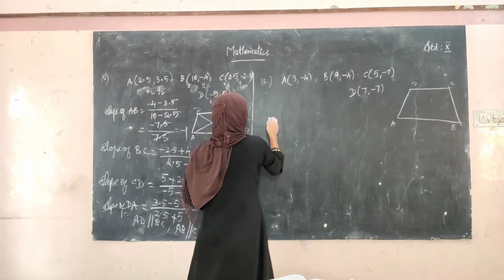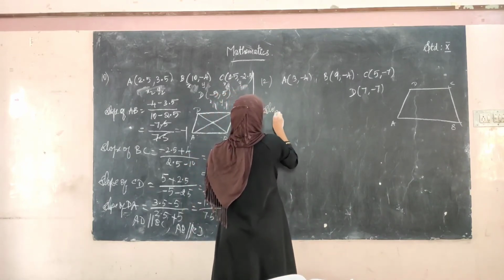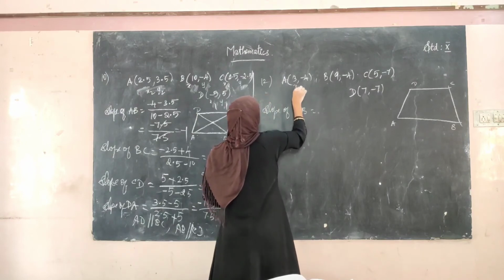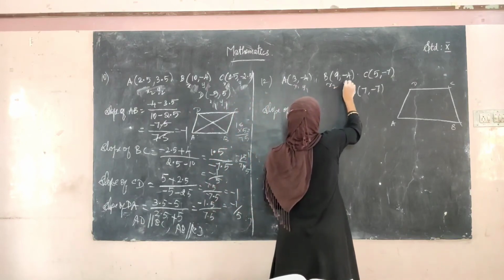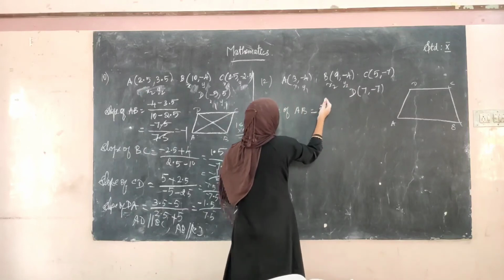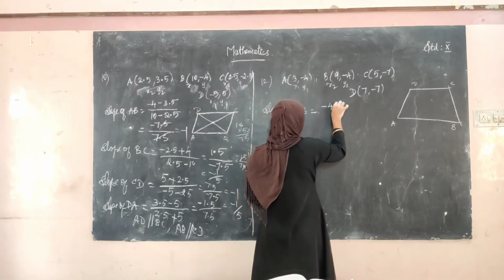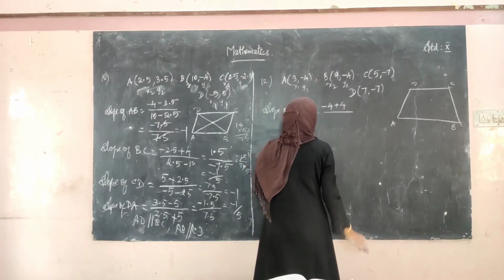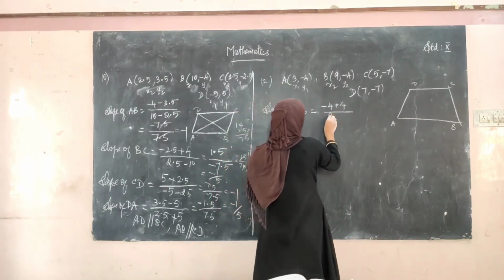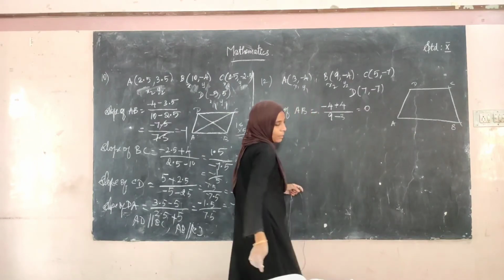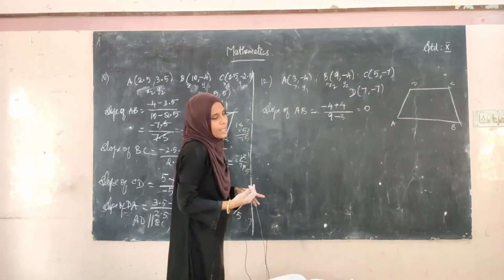So first let us find the slope of AB. AB means here x1, y1, x2, y2. So y2 minus y1, y2 is minus 4, minus of what is y1? Minus 4. So minus into minus becomes plus 4 divided by x2 minus x1. x2 is 9 minus x1 is 3, which is equal to 6. Zero divided by anything is 0. So slope of AB is 0.